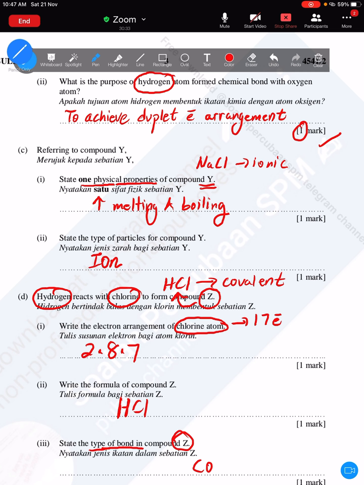Aku dah agak dah. It's a covalent bond. Okay, screen capture, my dear humans.